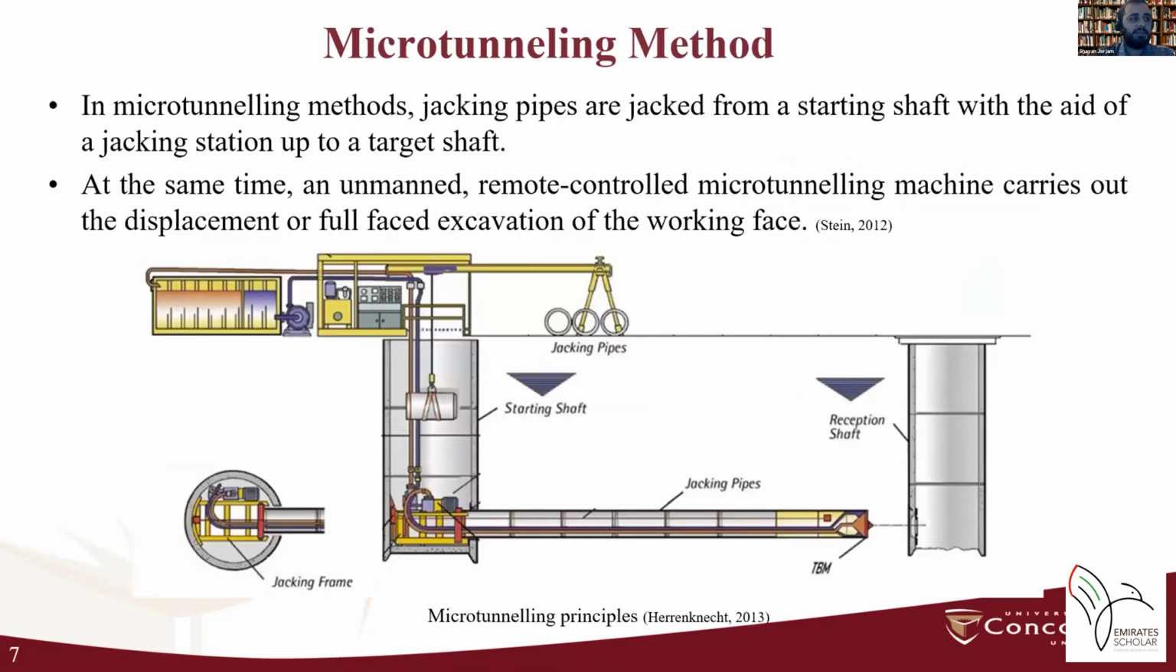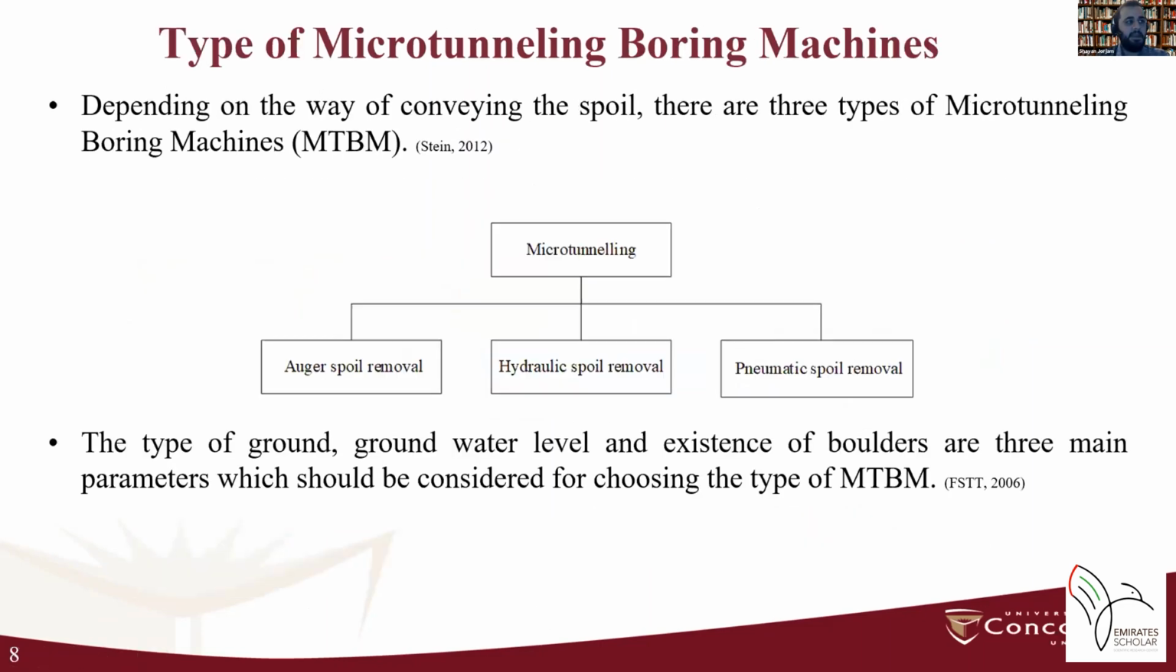As an alternative to cut and cover method, in microtunneling method, as we can see in this figure, the jacking pipes are jacked from a starting shaft up to a target shaft. And at the same time, a remote control microtunneling machine carries out the full face excavation of the working face. Depending on the way of conveying the spoil, there are three types of microtunneling boring machines, including auger spoil removal, hydraulic spoil removal, or pneumatic spoil removal. Some important parameters like type of the ground, groundwater level, and existence of boulders should be considered for selecting the type of MTBM.